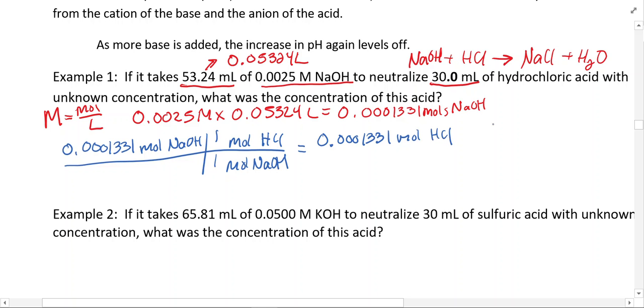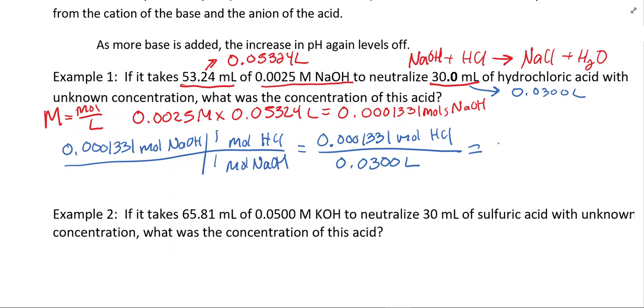So we have our moles of HCl. We have our volume of our HCl. We just have to do a quick conversion to put it into liters. So we're going to divide that by 0.0300 liters to determine our final calculation.